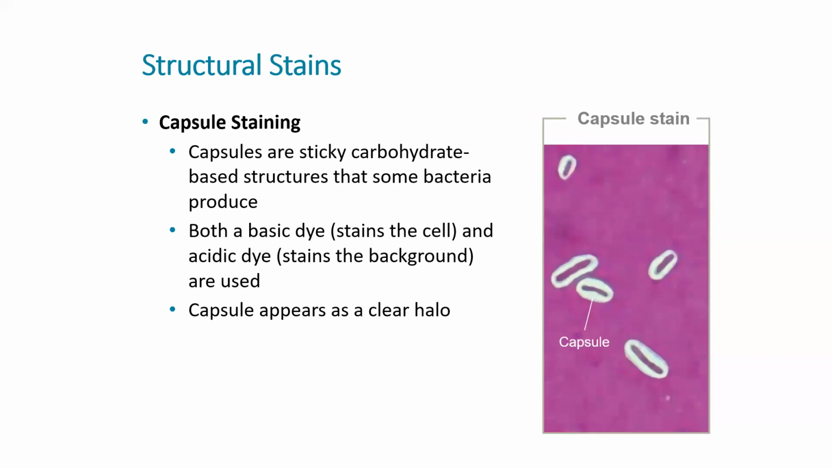Another structural stain is a capsular stain, or capsule stain, where you have a capsule that surrounds your cell, and then you stain the background, which gives you the ability to see that capsule. So in this case, you use a basic dye to stain the cell, and then you use a negative stain to stain the background. The space in between the two is where that capsule is. That way we're finding that cell structure.